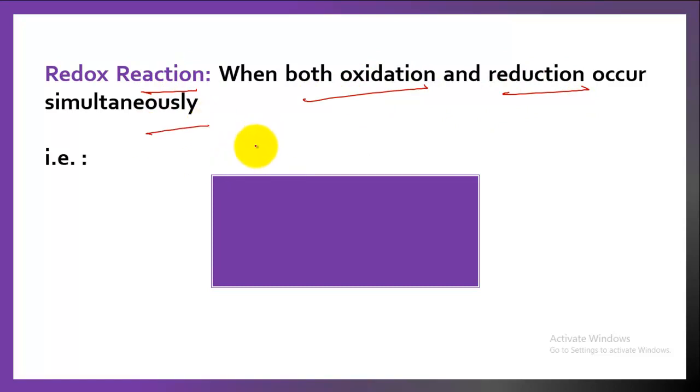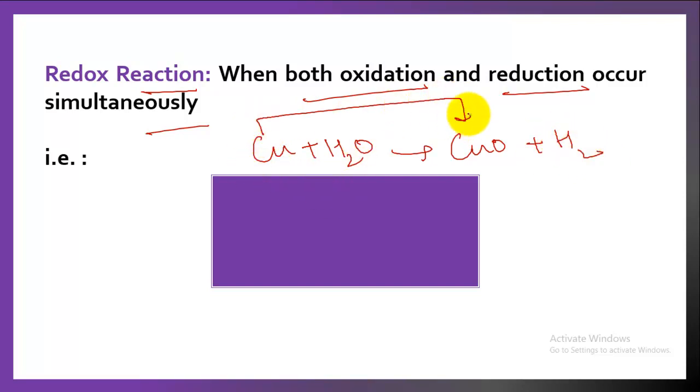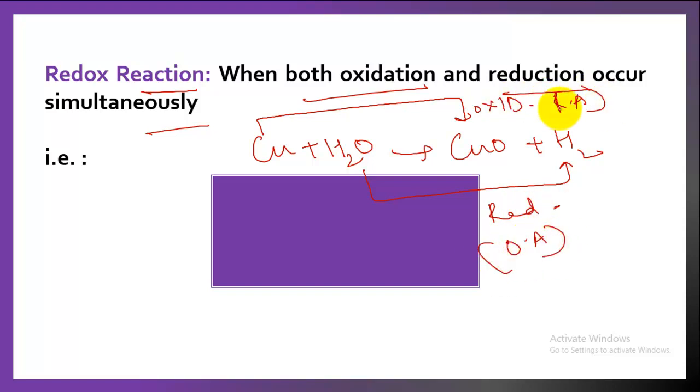As we did many examples, let's take up one more. Let's say if I have Cu plus H2O, so we get CuO plus H2. Now in this case, oxygen is being added, so that means oxidation is occurring, and in this case oxygen is being removed, so that means reduction is taking place. This is oxidizing agent and this is reducing agent.